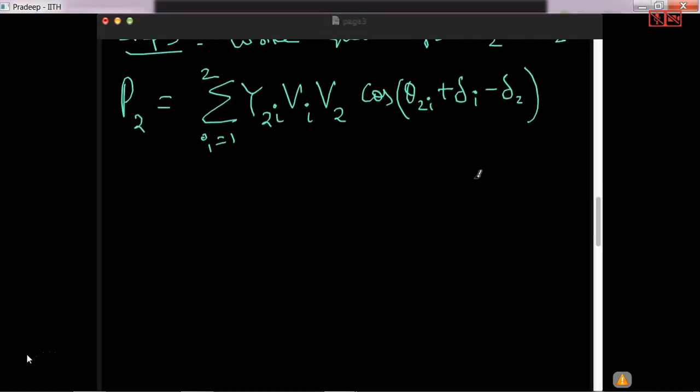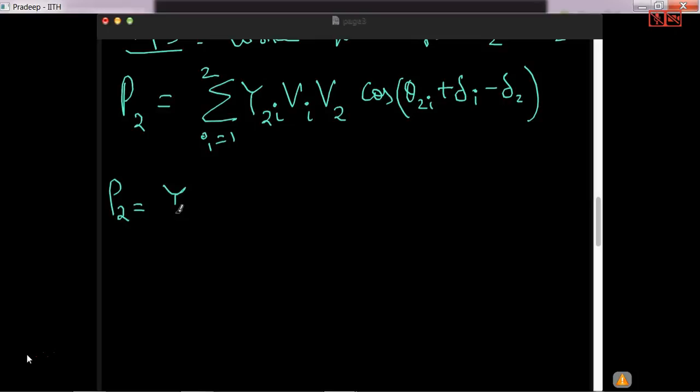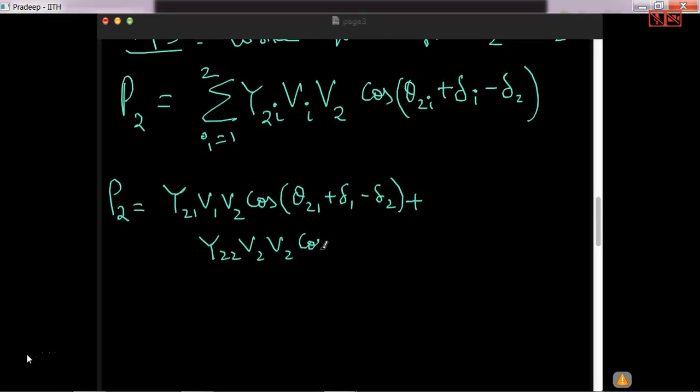So from this, I'm not interested in P1, so I'll just substitute I equal to 1 to 2. So I'll get P2 equal to Y21 V1 V2 cos of theta 21 plus delta 1 minus delta 2. This is one term, plus another term will be Y22 V2 V2 cos of theta 22 plus delta 2 minus delta 2. So this is my second term.